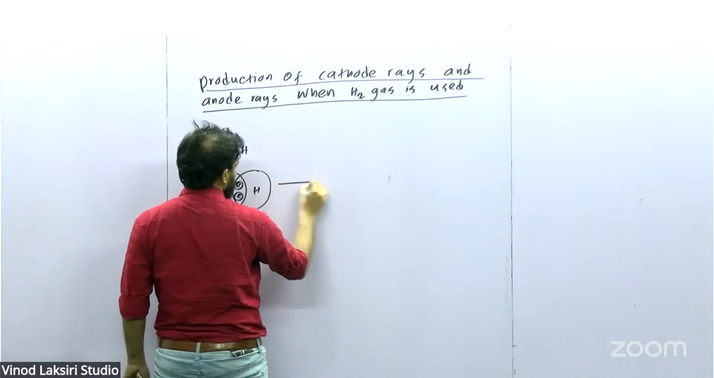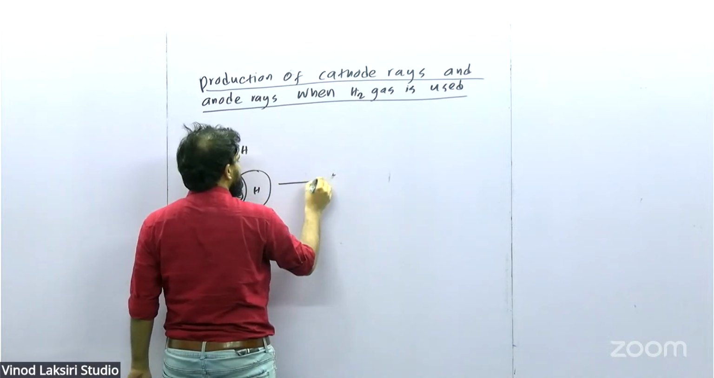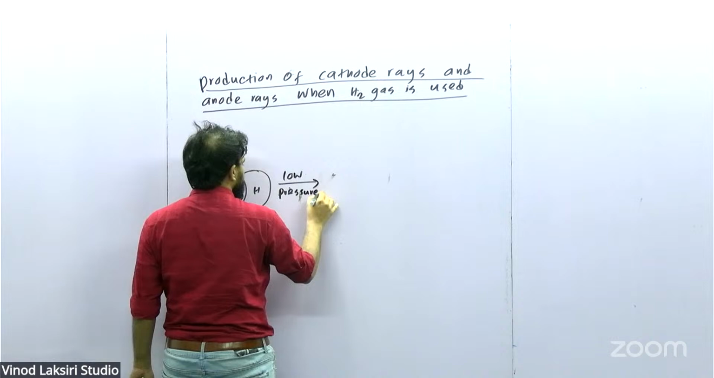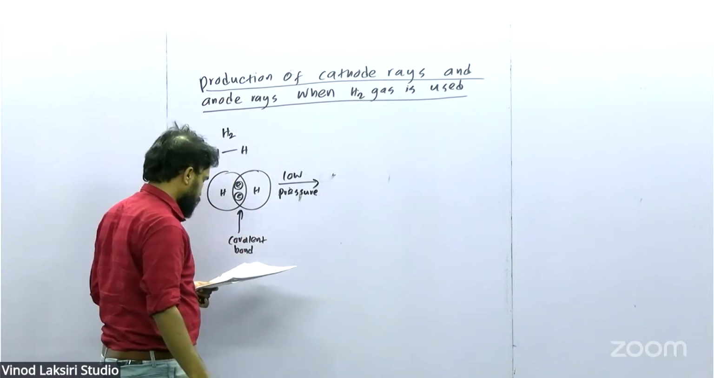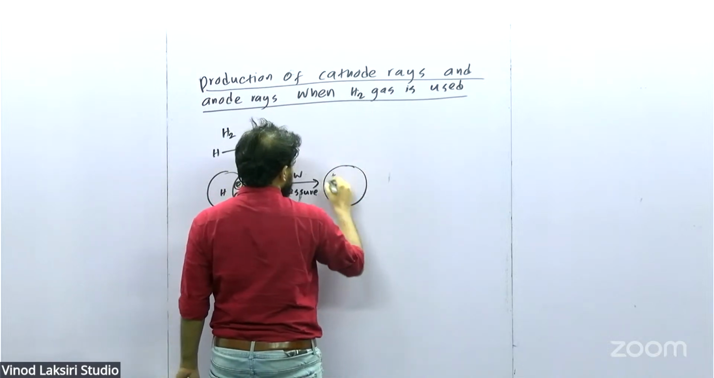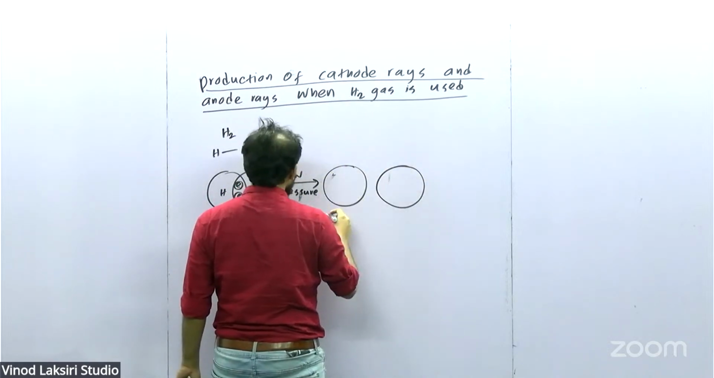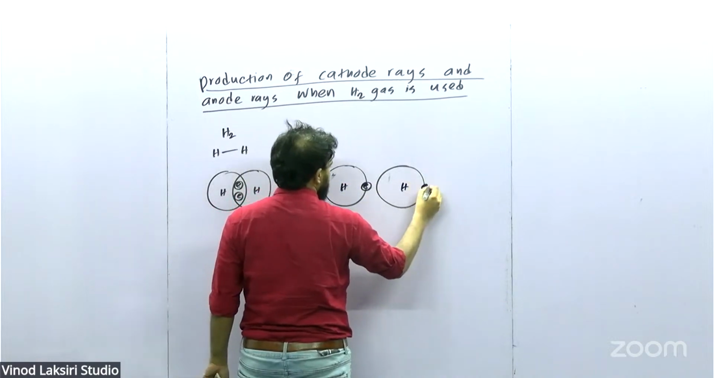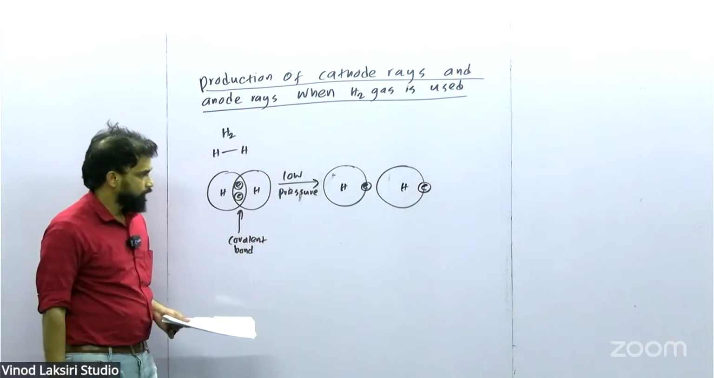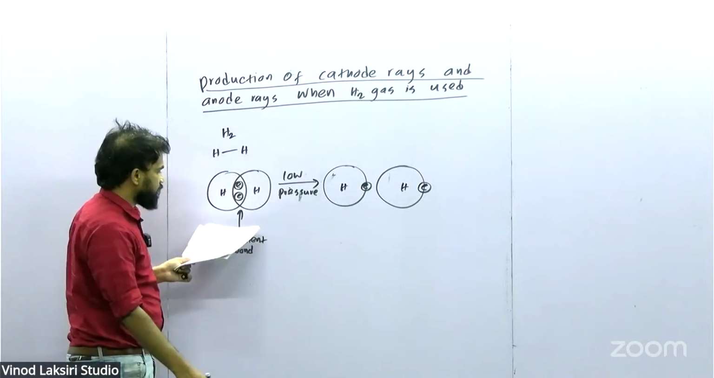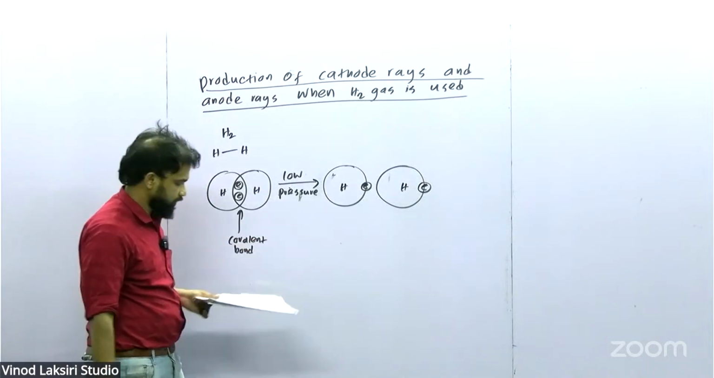Now in this cathode ray experiment, a low pressure condition is applied. Due to this low pressure, the covalent bond between the hydrogen atoms breaks, creating separate hydrogen atoms. Then what is the product? Hydrogen atoms. Initially H2 molecule, now hydrogen atoms, right?